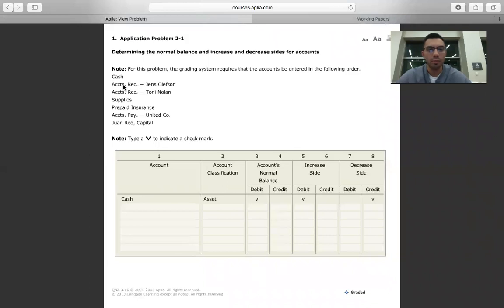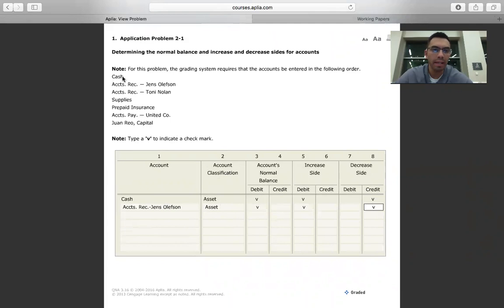Okay, so if we look at the second one, which is account receivable Jen Olafson, I'm going to put, just like it's listed, account receivable Jen Olafson. I know that account receivables are assets, account payables are liabilities. Okay, so my receivable is going to go in as an asset. I know that an asset's normal balance is a debit, which means the increase side has to be a debit and the decrease side has to be a credit, right?